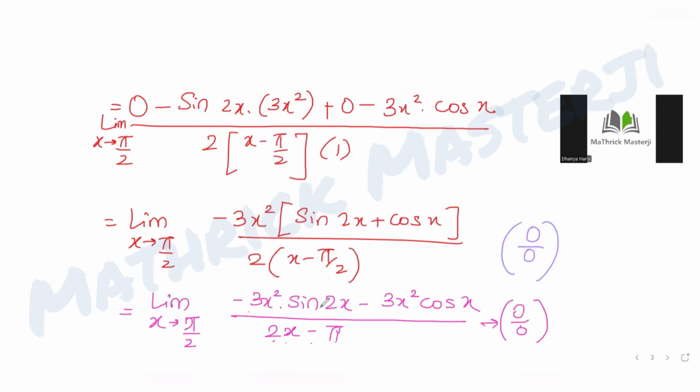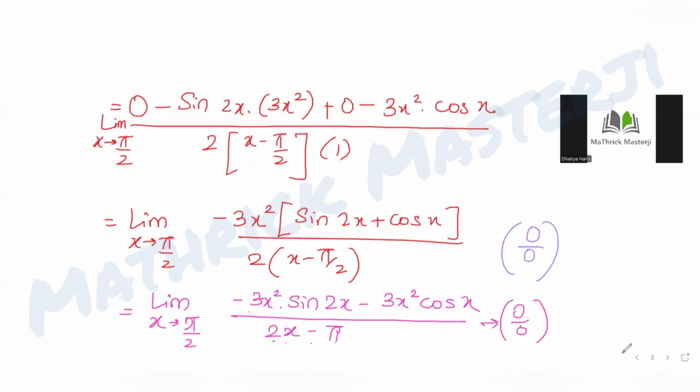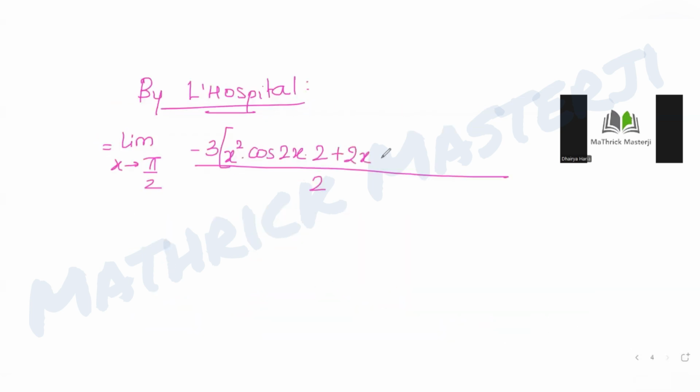So x square into sine 2x will become x square into sine 2x derivative, which is cos 2x into 2, plus, if I put sine 2x as it is, the derivative of x square, which is 2x. So 2x sine 2x minus 3 again out, x square into cos x. So cos x basically becomes its derivative, that is minus sine x, plus cos x, the derivative of x square is 2x.